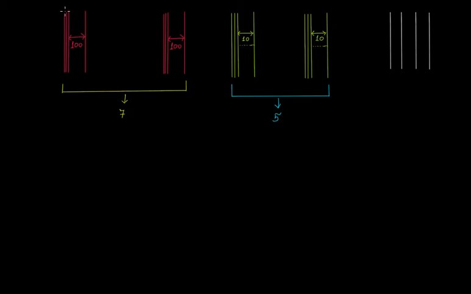This is a bunch of 100 line segments. So 1, 2, 3, 4, 5, 6, 7, 8, until 100 line segments, a bunch of 100 line segments, and we have 7 bunches. So one bunch of 100 line segments, then another bunch of 100 line segments, then another, till we have a total of 7 such bundles.